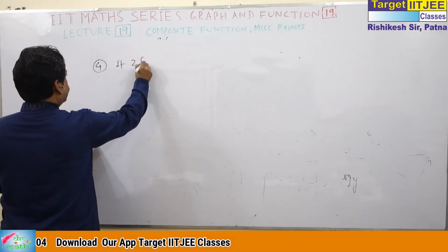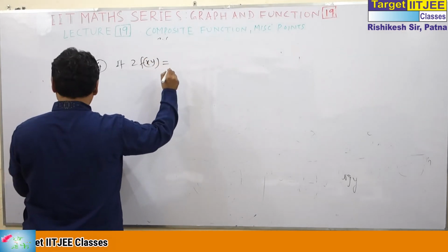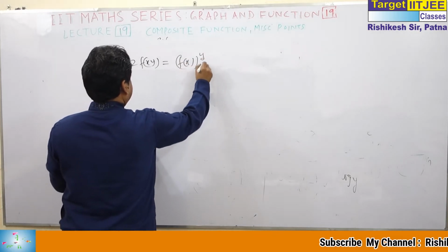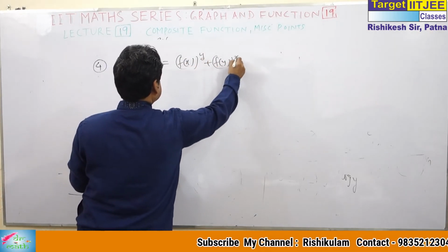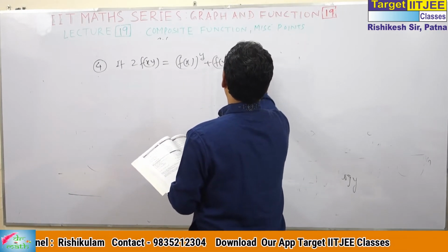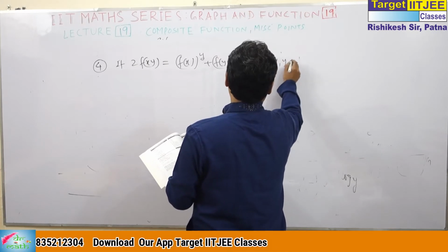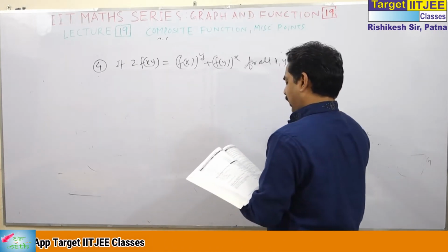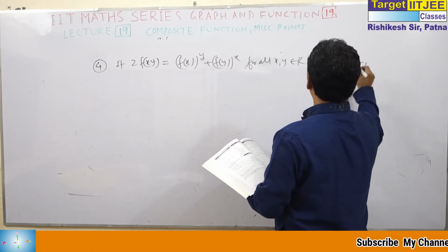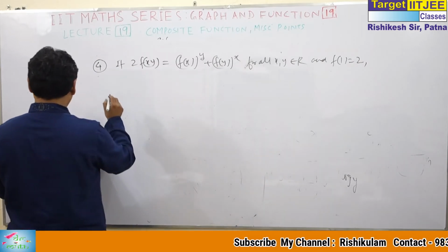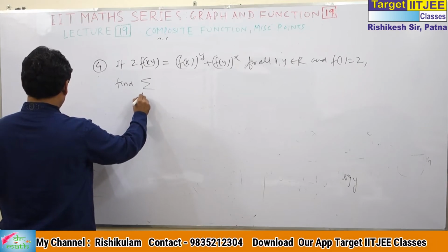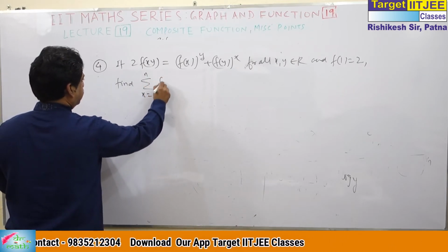The question is that if 2f(xy) = [f(x)]^y + [f(y)]^x for all x, y belonging to R, and f(1) = 2, find the sum of f(x) for x = 1 to n, n a natural number.